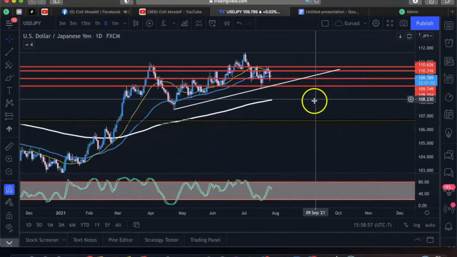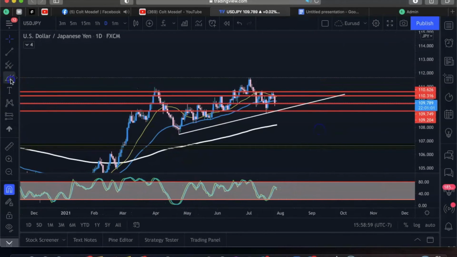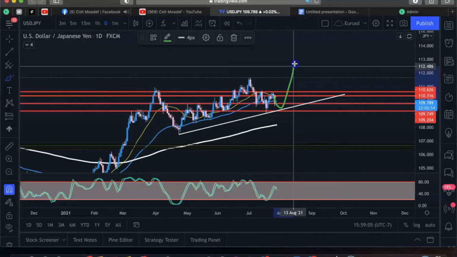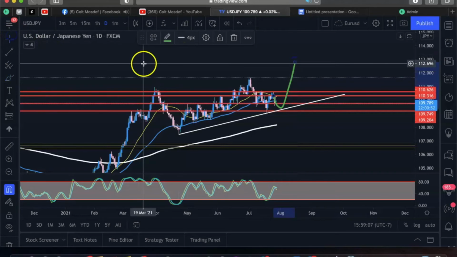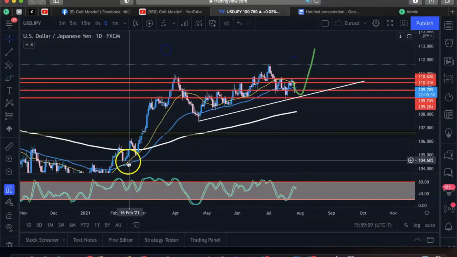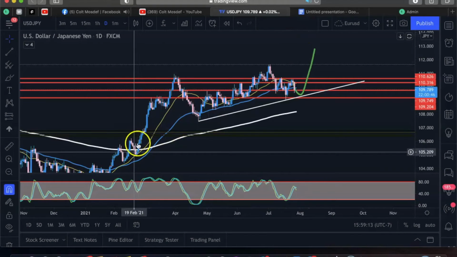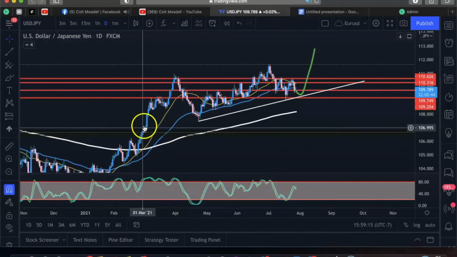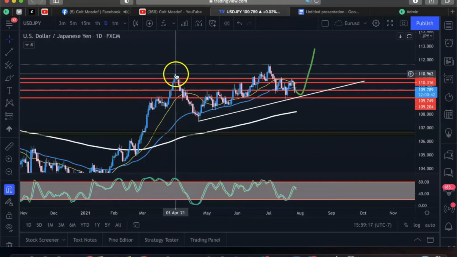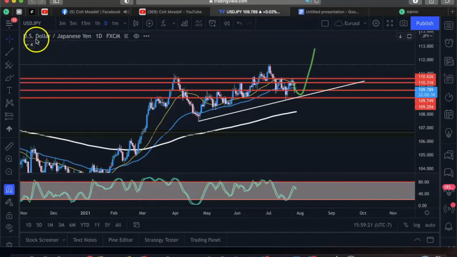So hypothetically, we could see something like this happen. We could see the market come down, hit the trend line, this white line, and then go up even more. Because you guys need to understand, when we're trading, the market isn't just going to keep going up forever. There's a lot of money. This is all money. When you see it going up like that, that's money. So these are all people buying the market, putting money on the US dollar.